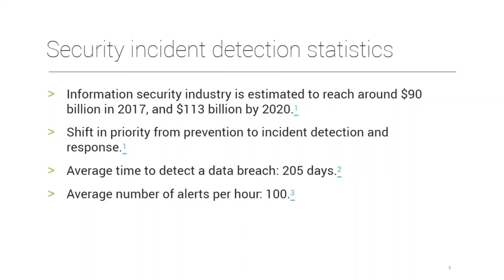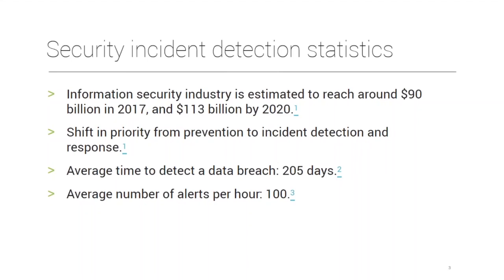The next statistic I have for you: there was a study which noted that the average time to detect a data breach is a whopping 205 days. A lot of damage can be done in just a few minutes. So you can only imagine the magnitude of damage caused by an attack that takes this long to detect. Event correlation can help you detect incidents instantly so that you can respond immediately as well and contain any damage before it occurs.